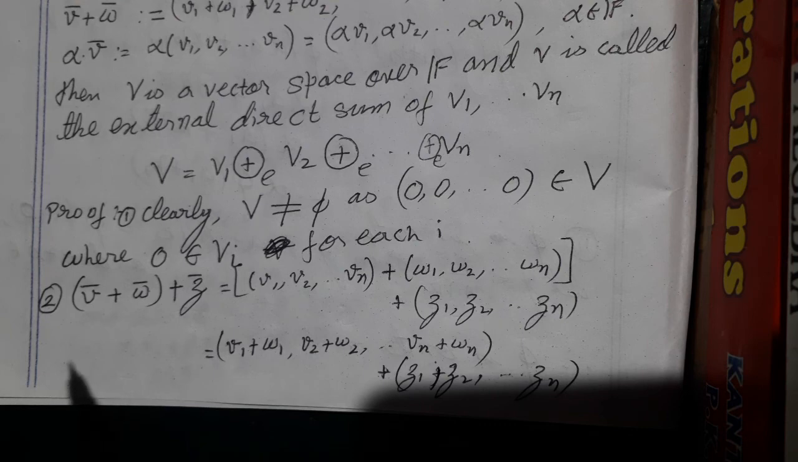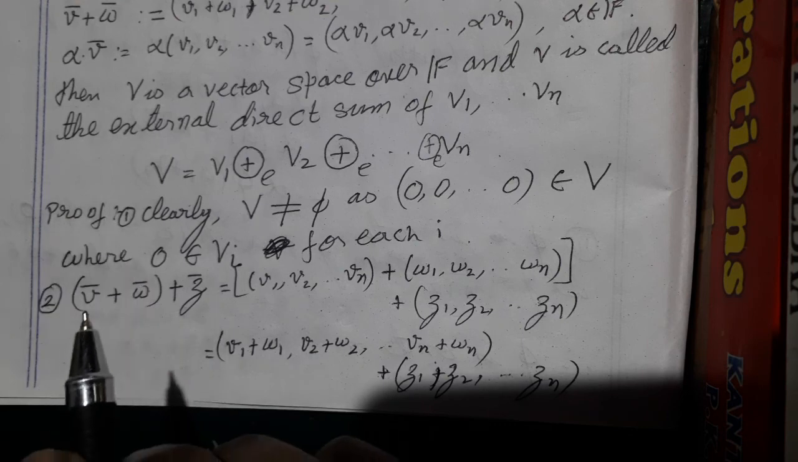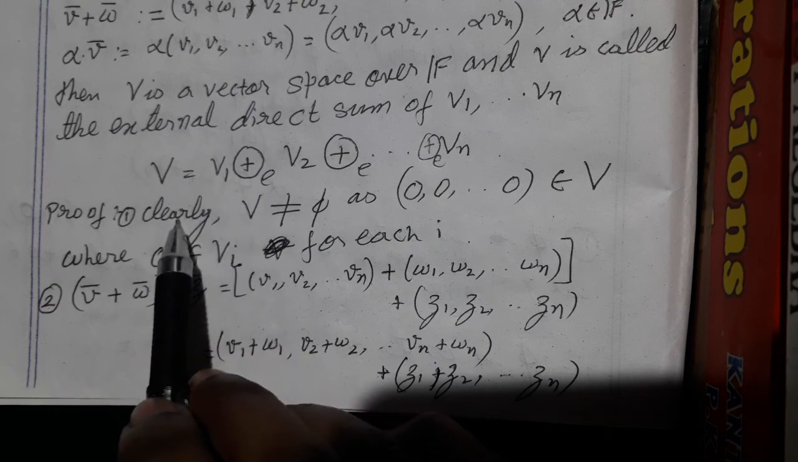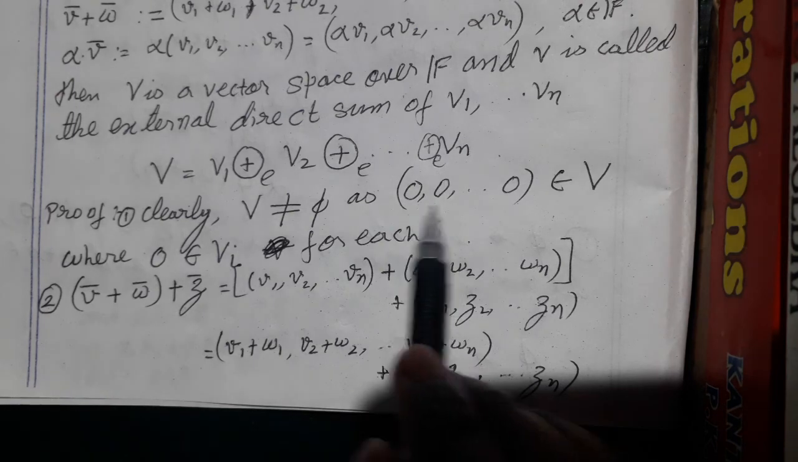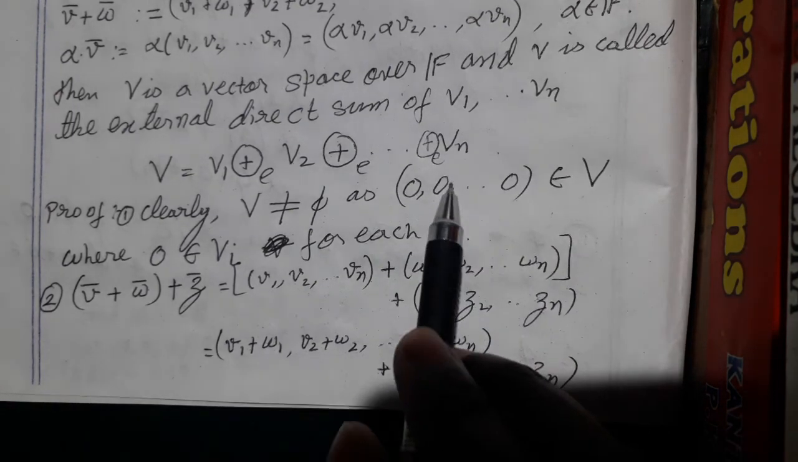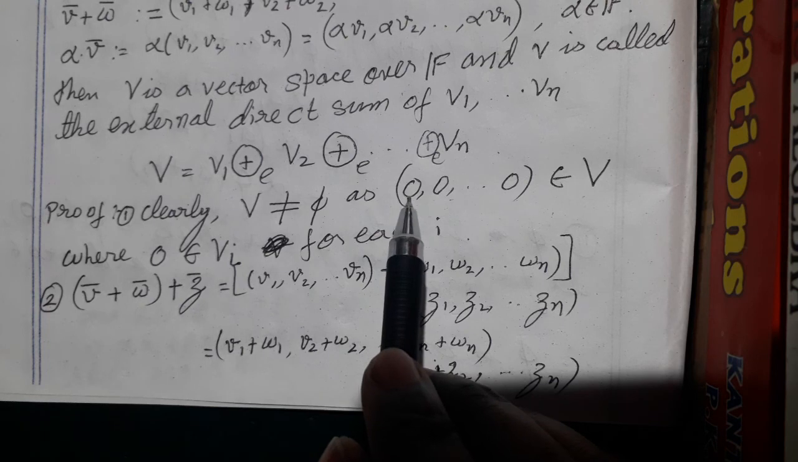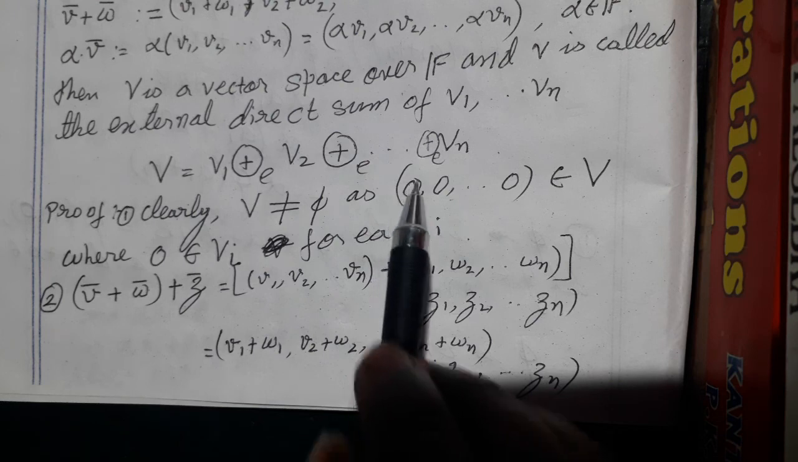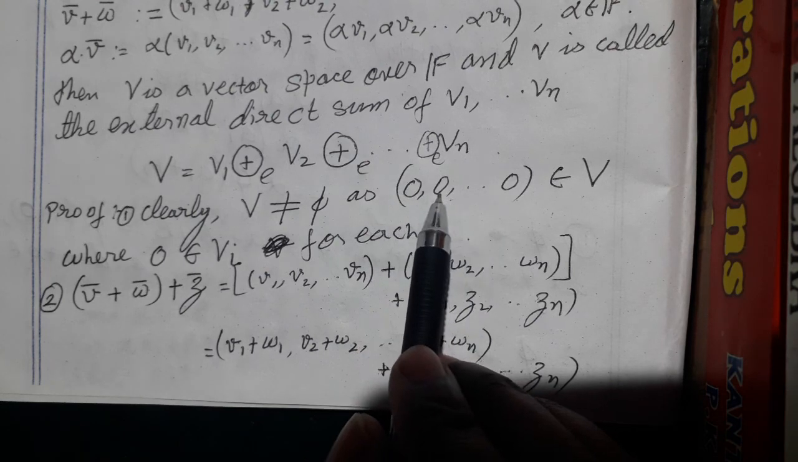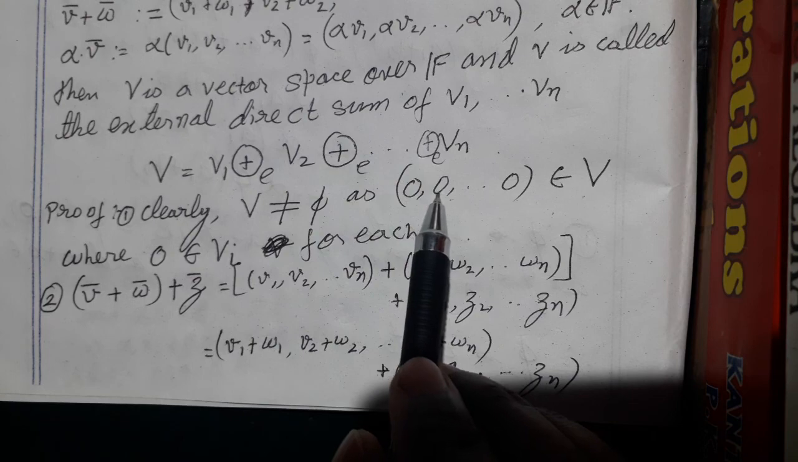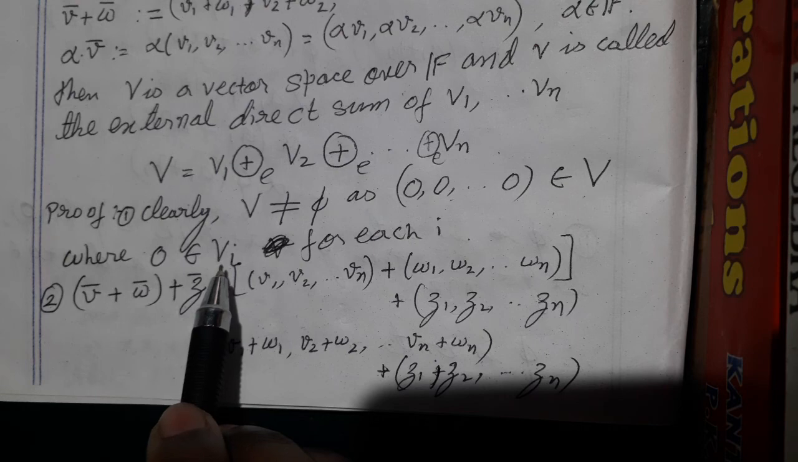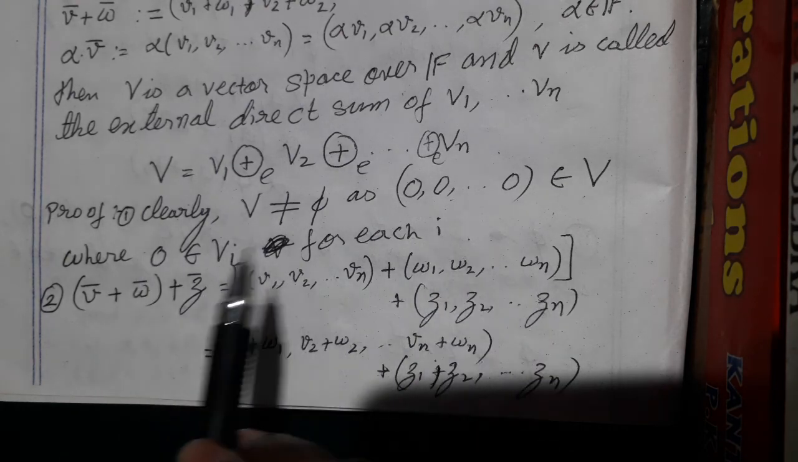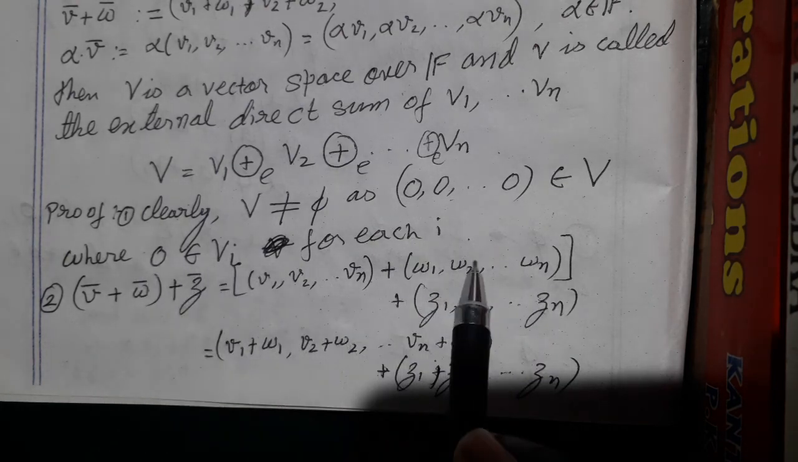First of all, we try to show that V is an abelian group under addition. I can check easily that V is non-empty. Why is it non-empty? Because the tuple of zeros belongs to V, where the first 0 is the zero vector in the vector space V1, the second 0 is the zero vector in V2, and so on. So 0 belongs to Vi for each i, meaning these are the zero vectors in each vector space.